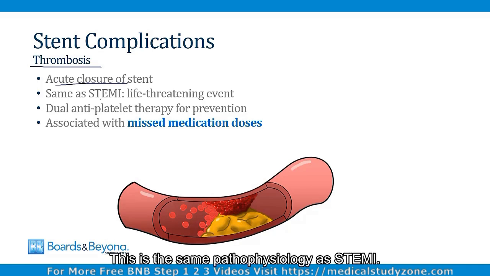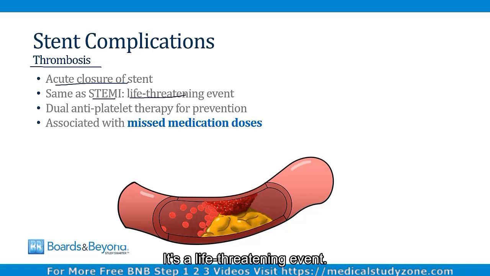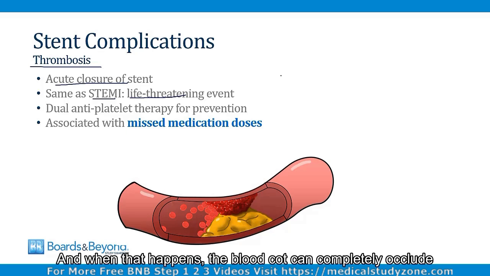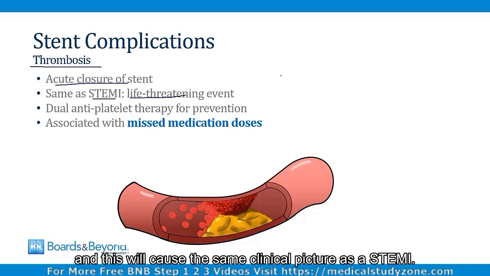This is the same pathophysiology as STEMI. It's a life-threatening event. The metal in a stent can be a nidus for formation of a blood clot, and when that happens, the blood clot can completely occlude the lumen of the coronary vessel, and this will cause the same clinical picture as a STEMI.